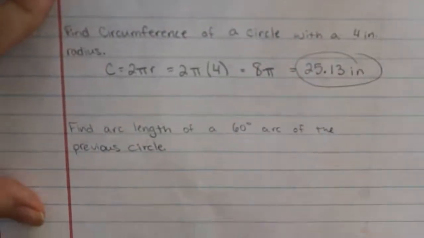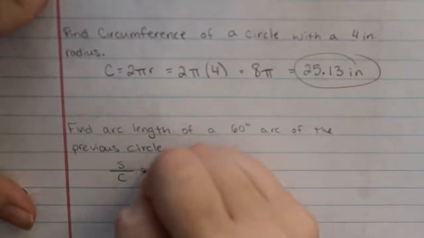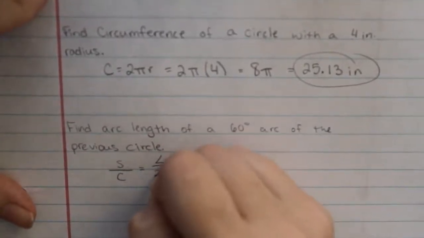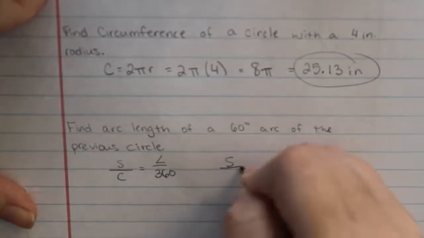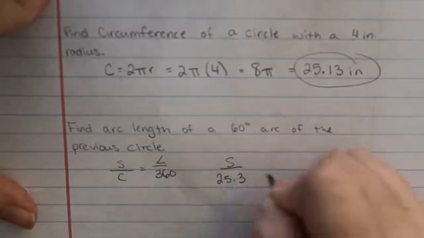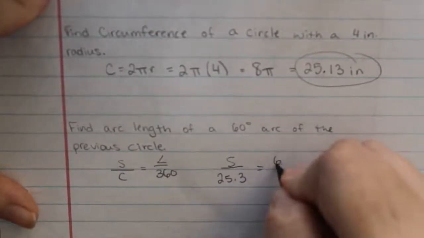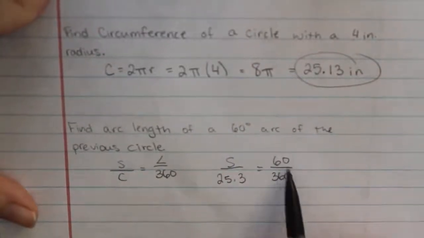Moving on, find the arc length of a 60-degree arc of the previous circle. Okay, so notice this is the arc length divided by circumference equals the angle divided by 360. So we're trying to find arc length, so we don't have it, so I'm going to leave that as S. We have the circumference is 25.13, and we know that it equals the angle over 360, which is 60 over 360.